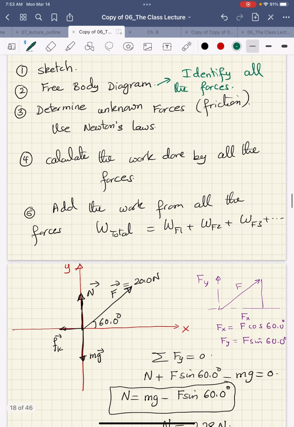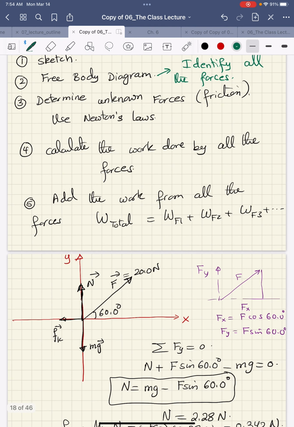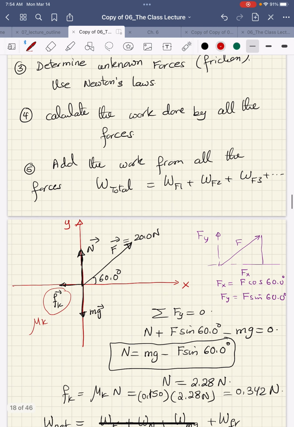This is my diagram for all the forces acting on the object. There is, of course, that force, the 20 newtons. There is a normal, there is an mg, and there is an Fk. Remember, like in your last exam, many students said this is mu k. Mu k is not a force. Fk is the force. This was the sketch.